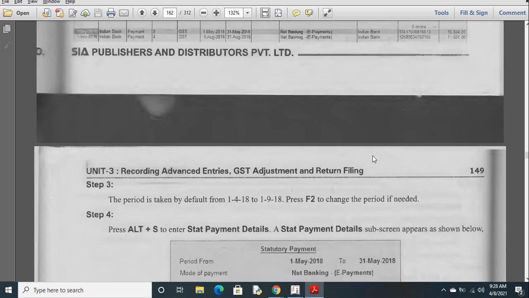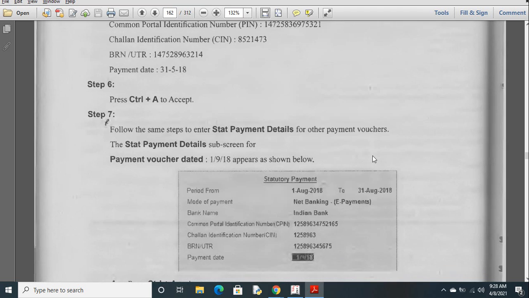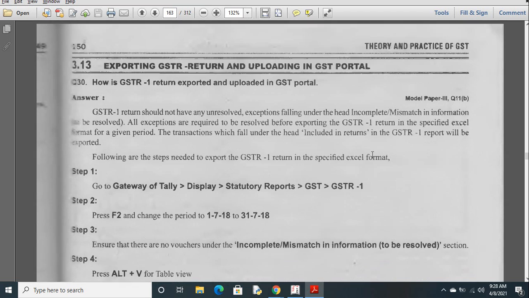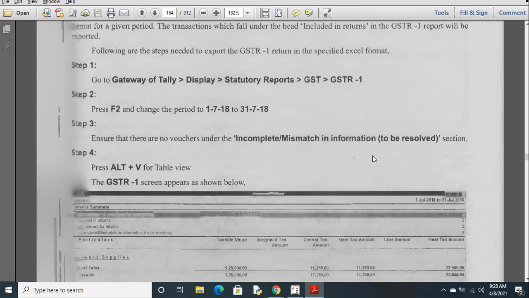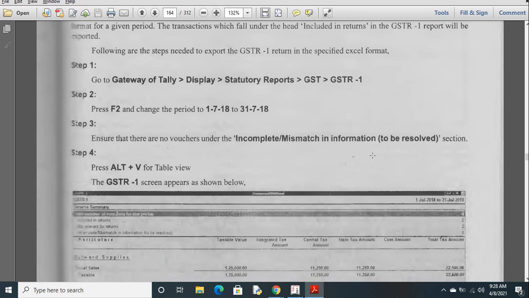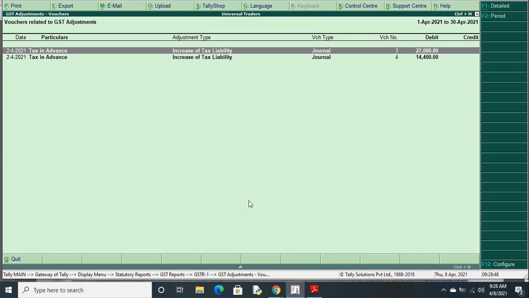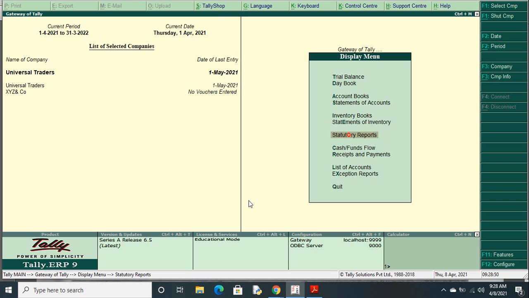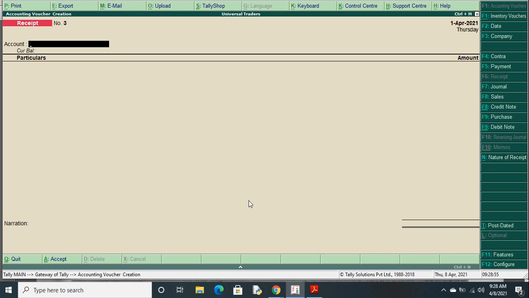So maximum, all the important topics you have in unit 3 are finished. How to enter all the transactions, whatever we have entered through here. We have seen different types of purchases, different sales, and I didn't show you one transaction. I'll show you now: how to purchase different items.